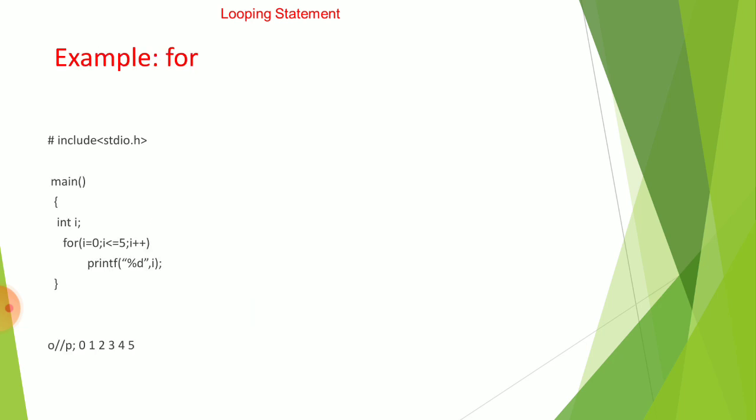It is an example for loop where numbers are printed from 0 to 5. First the i value is initialized to 0, then it checks the condition. If the condition is true, it prints the i value. Then again i is incremented, it checks the condition, then i is printed, and i is incremented up to 5. So its program output is 0 to 5.